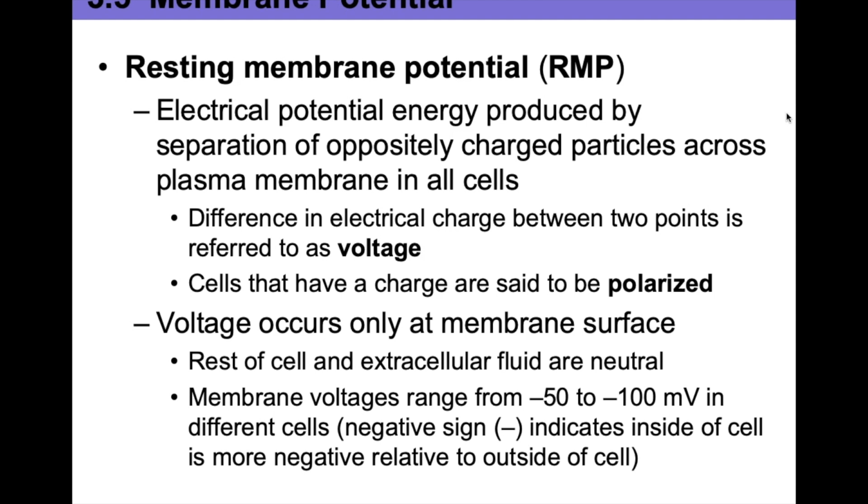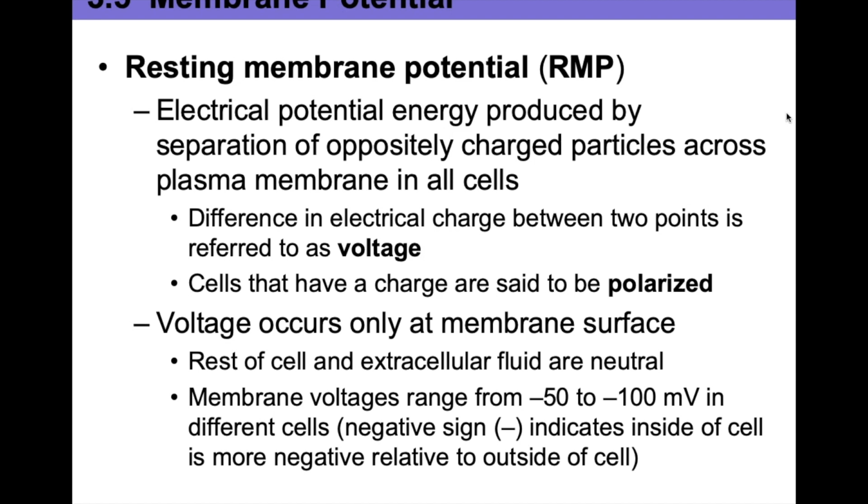So we know that from ionic bonds, you have polar molecules that have positive and negative ends to them. Same thing. This is a positive or negative end to our cellular membrane. So either the internal or external environment. Voltage occurs only at the membrane surface, so only very close to the surface, either, again, internal or external.